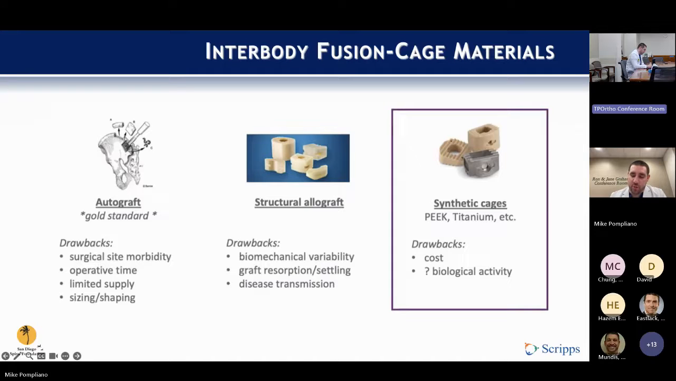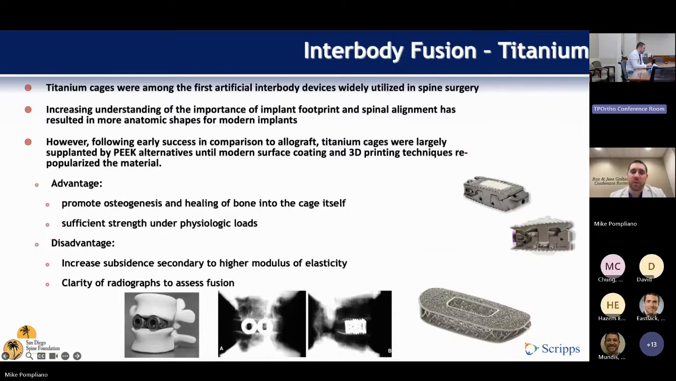And then the third option, the major option that is utilized nowadays, is synthetic cages, PEEK, titanium, all the other ones we've talked about. Those have an increased cost and may not be as biologically active. Looking at a couple of those materials, titanium cages were among some of the first used. This had led to, like we talked about, stability as the priority, but then the focus on the change in mechanical alignment led to changes in shapes and sizes of the different implants.